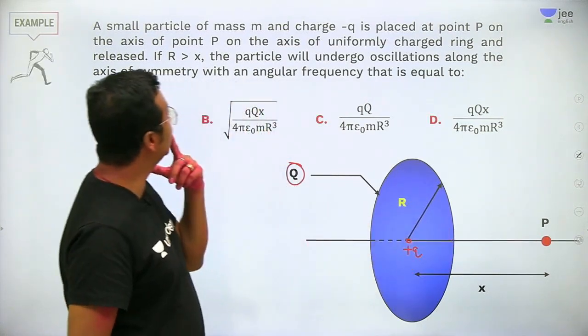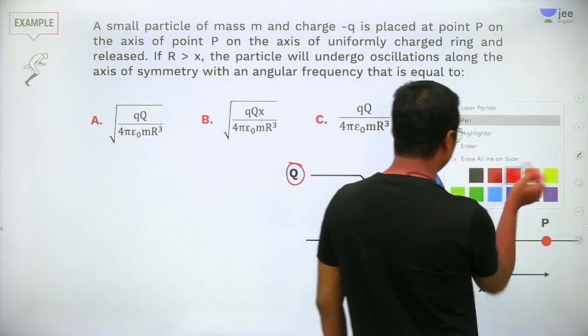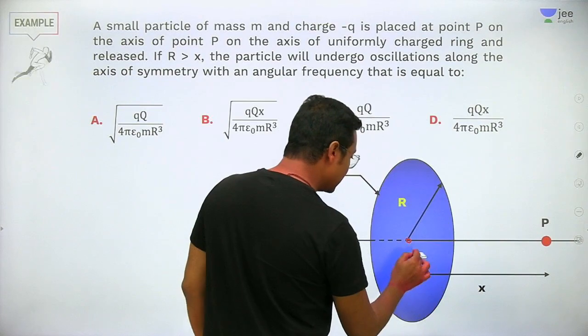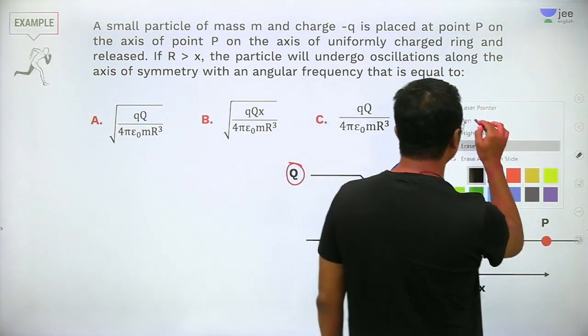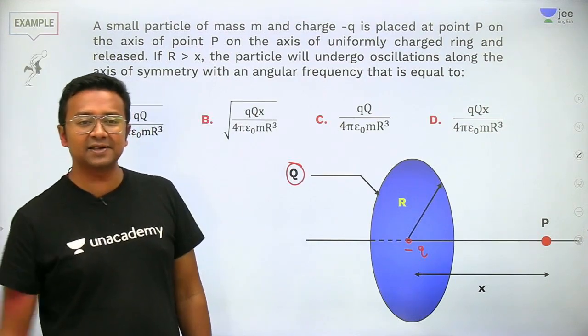Alright, by the way, it's a plus q. No, it's not a plus q. It cannot be a plus q, by the way. It has to be a minus q charge. It was initially at the center.